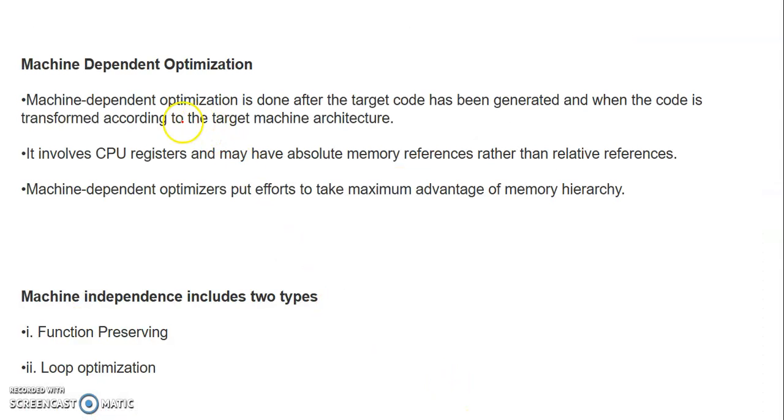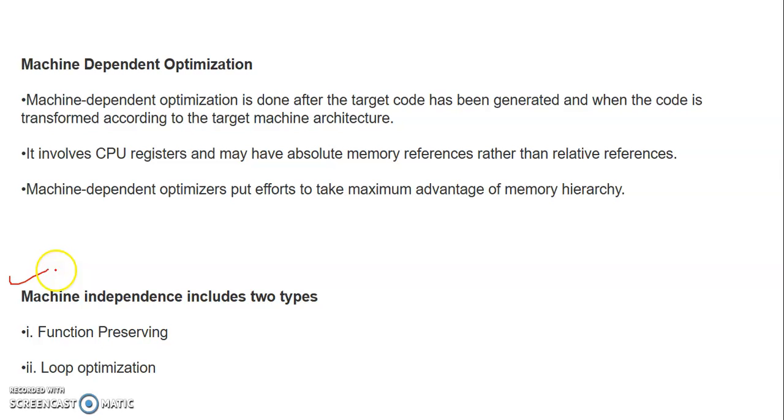Now what is machine dependent optimization? Machine dependent optimization is done after the target code has been generated and when the code is transformed according to the target machine architecture. It basically involves CPU registers and may have absolute memory references rather than relative references. The machine dependent optimizer puts effort into taking maximum advantage of the memory hierarchy. So let us discuss machine independent optimization.